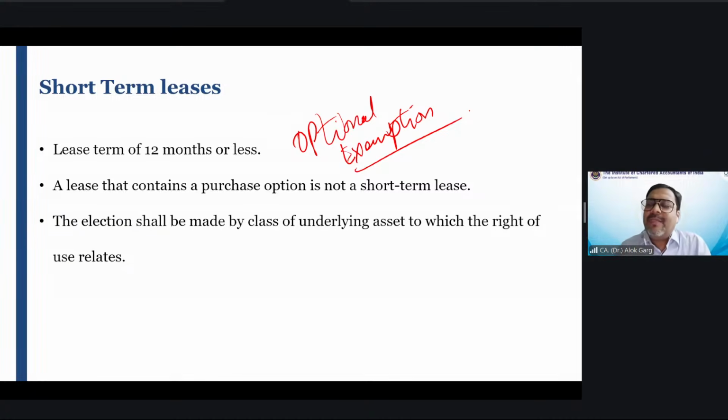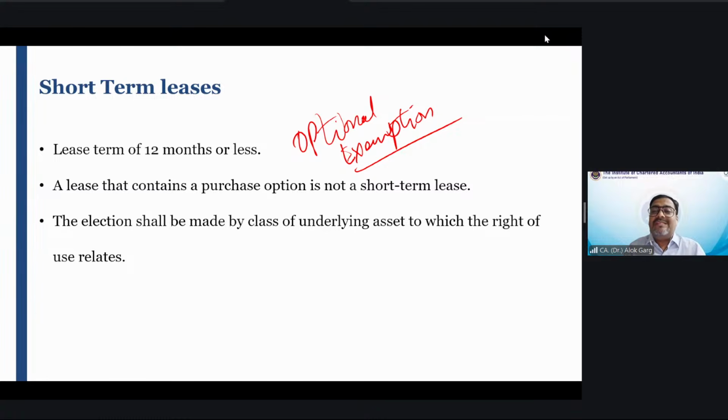For example, an entity has entered into a lease contract for taking a machine on a lease basis for 11 months. Of course, the lessor has given an option in the beginning only. At the end of the lease period, there is an option to purchase that machine. So if there is a purchase option inbuilt in the lease contract, doesn't matter the period is 12 months or less, it will not be eligible for the short-term lease exemption.